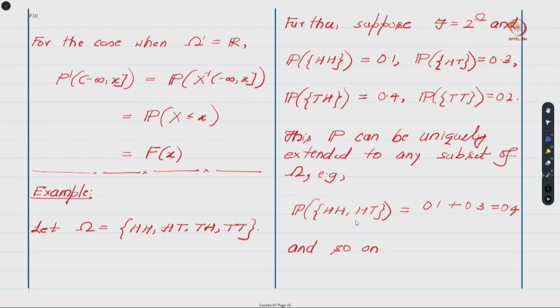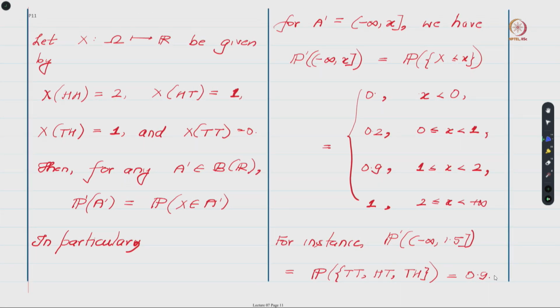Okay, and by extending P to any subset of Omega, we have now managed to define P on the power set of Omega, which is a sigma field. Okay, so we now have a measurable space, that is a probability space, that is we have Omega, we have 2 power Omega, and we have P where P goes from 2 power Omega to [0,1], which satisfies all the desired properties, which is that P of Omega should be 1 and P should be sigma additive.